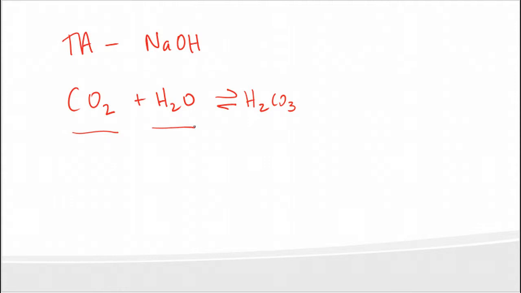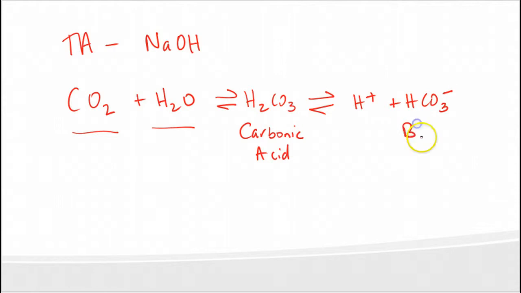H2O could be considered a very weak acid. But now we have a stronger acid, carbonic acid. And that's going to release a proton into solution. So carbonic acid could go to a proton plus HCO3 minus, which is bicarbonate. Sodium bicarbonate would be what you find in baking soda, for example.